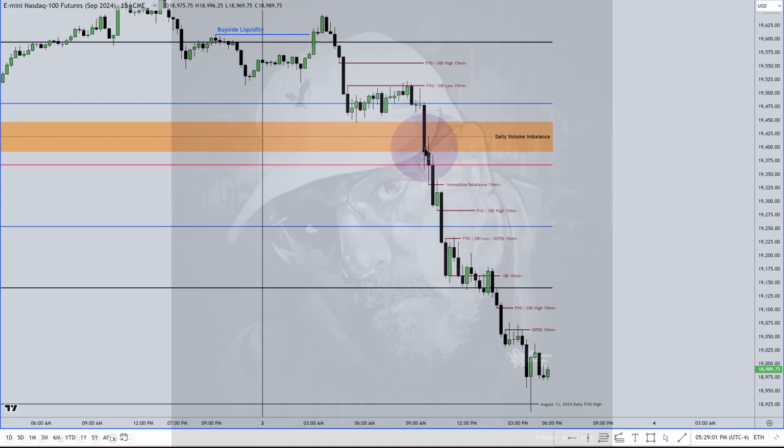It broke aggressively down hard through the daily volume imbalance, came back to consequent encroachment. Was it heavy? Yes. We created an immediate rebalance here. Next candle, we dropped down, couldn't even come back up to hit that as a bearish order block. Stayed in the lower level and just got above this candlestick's high and then rolled over again.